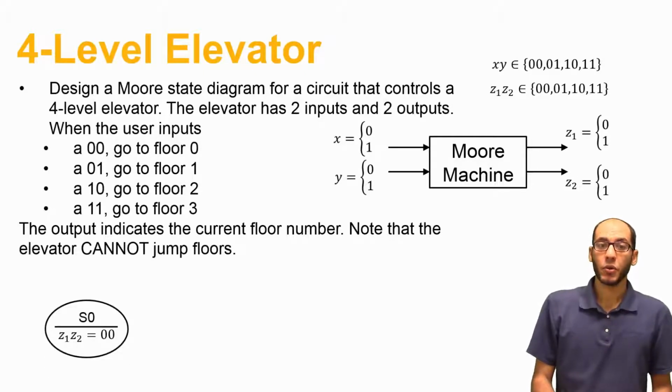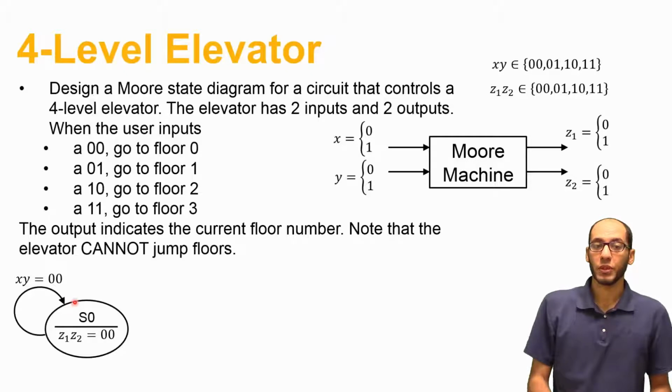You begin with a reset state, which is state S0, and this state has an output of Z1, Z2 equals 0, 0. Remember that I need to specify the outputs so that I can tell the grader which is which. Z1 is the first one and Z2 is the second bit, the least significant bit. If I receive an input of 0, 0, then I need to loop back at the same S0 state, which represents that I'm currently at floor 0 and I should not let the elevator move.